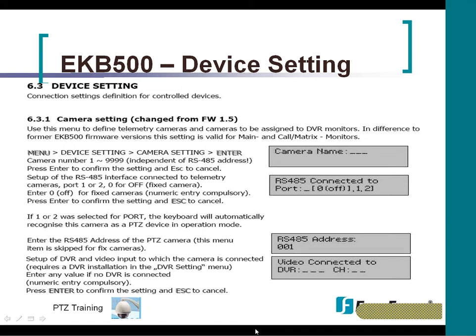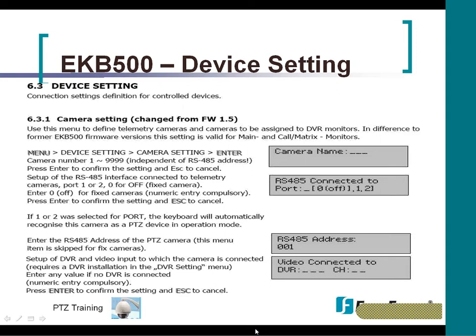Okay, now the device setting. The device setting is setting up the camera to work with that DVR. So if you are controlling multiple DVRs, by typing in that camera number, it knows which camera to pick off of which DVR. Okay, first you're going to choose the camera name you're working with. Okay, you can simply use the PTZ ID as a camera name.